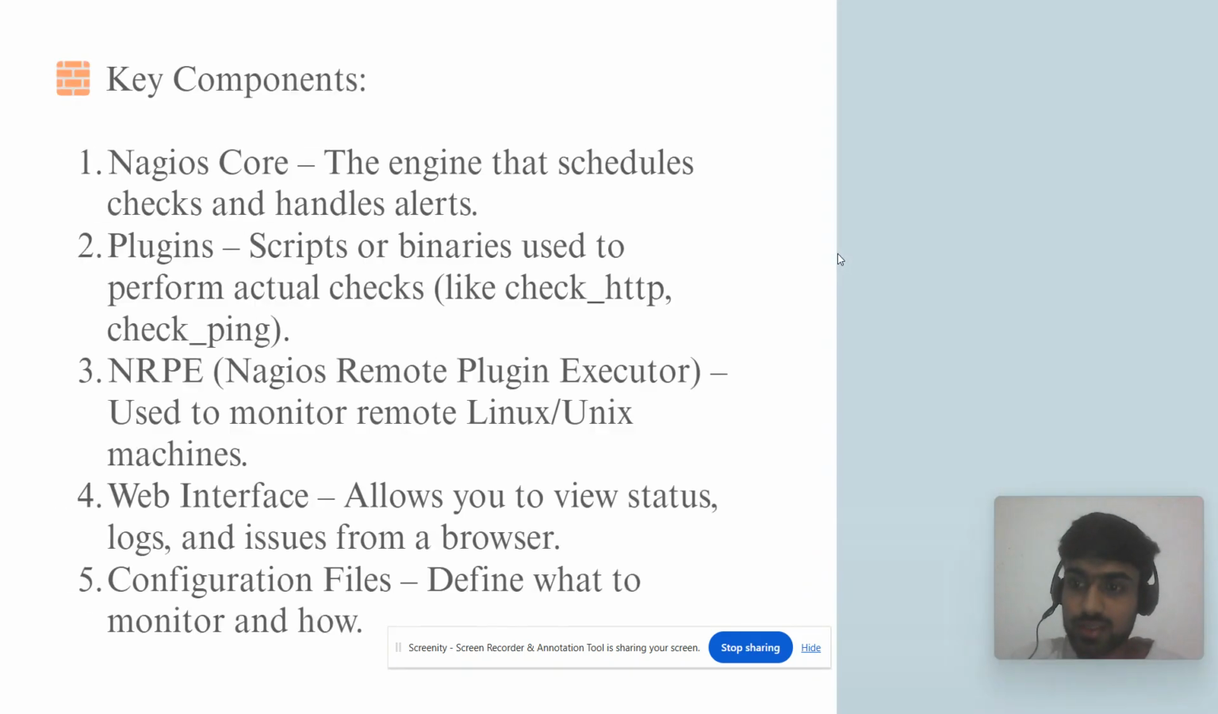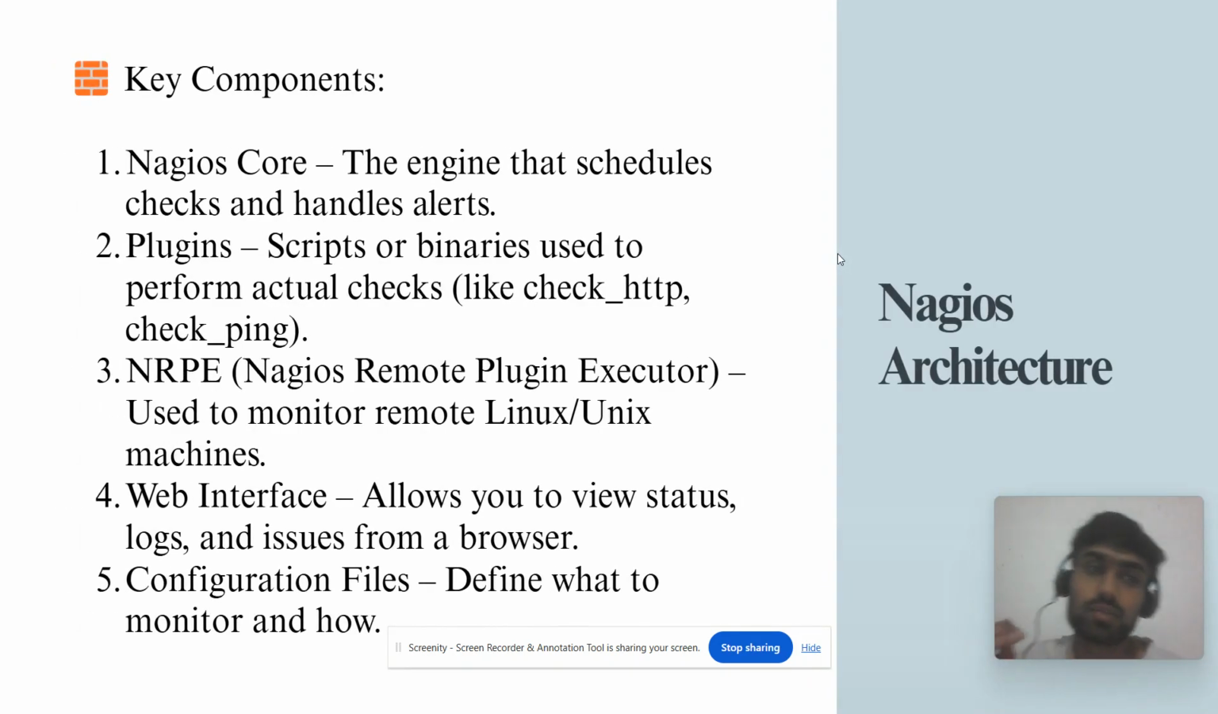Now we will see the Nagios architecture. There are some key components in the Nagios architecture. There is Nagios Core. Nagios Core is basically the engine that drives the whole system. It schedules checks and handles alerts. Then there are plugins. Plugins are basically scripts or binaries that do the actual checks. Nagios does not monitor by itself. It uses scripts that perform the actual checks. We will see what plugins are in the coming slides.